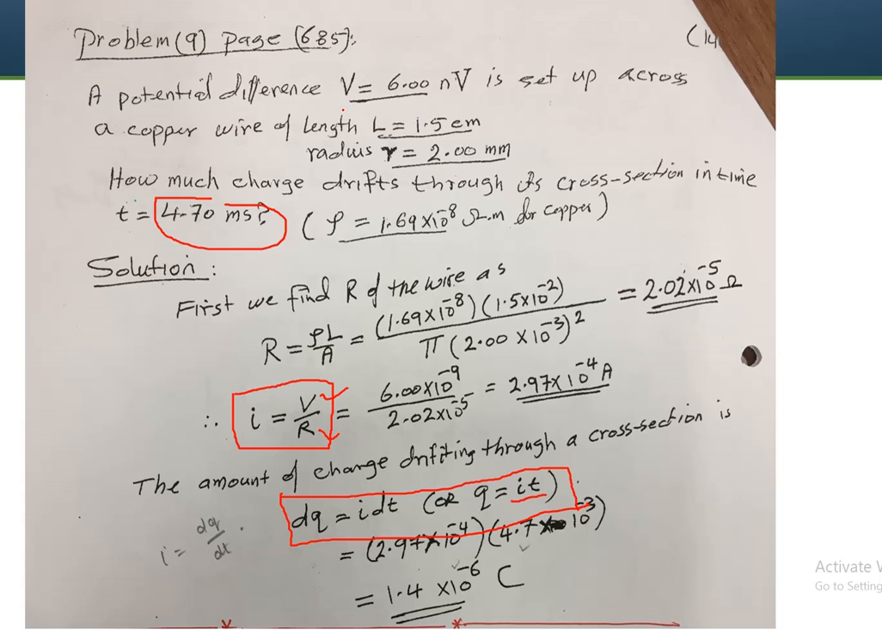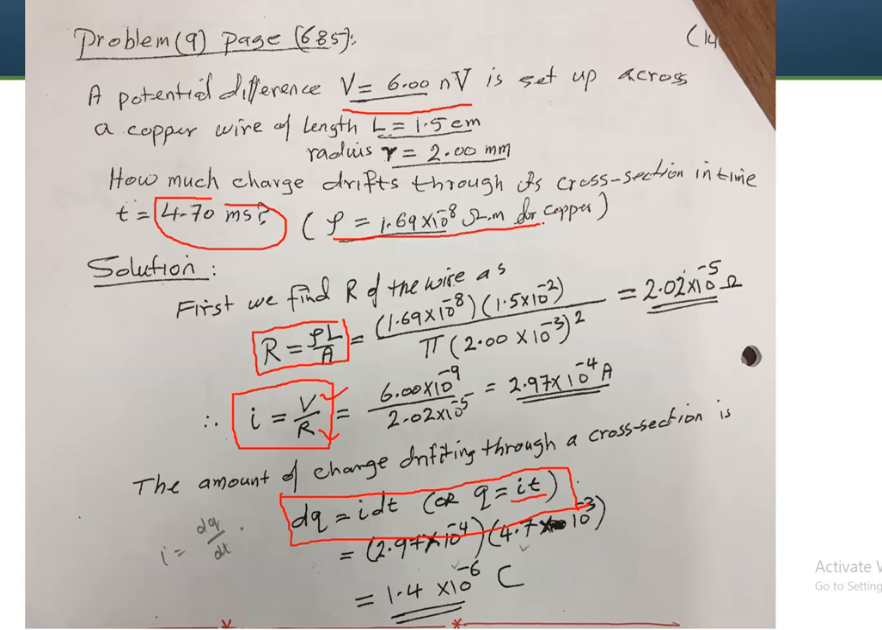The potential difference V is equal to 6.0 nanovolt. Then how about the R value, resistance? They did not give it, so we have to remember the formula: R is equal to rho L divided by A. Rho is the resistivity of the copper, L is the length, A is the area. So when you substitute all the values, I can easily calculate the value of R.